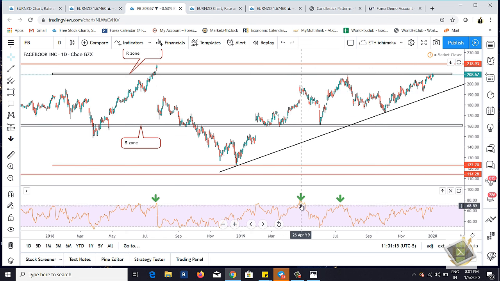Same thing happened here. When you see price touched $197 and RSI crossed above the 70 area, it dropped. Same thing happened here. But if you see here, price touched the 70 area, but price moved up. So it did not give us a good sell signal. So you cannot just rely on one thing.